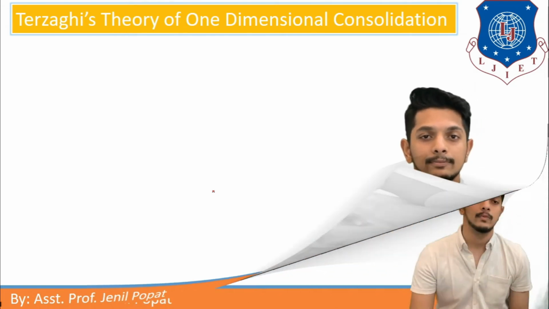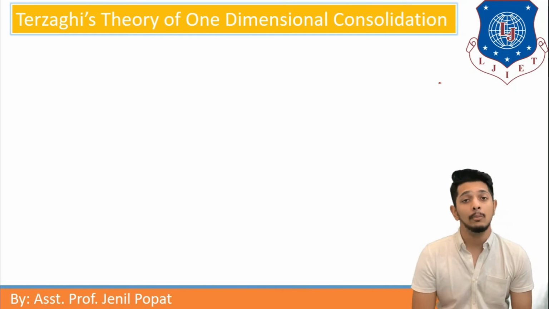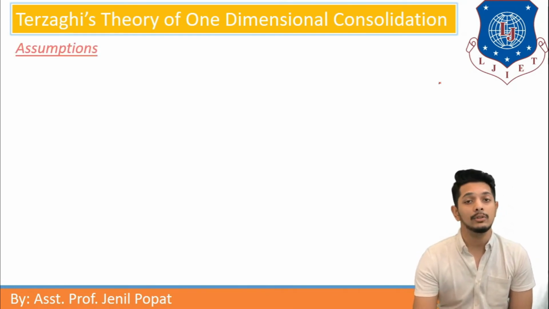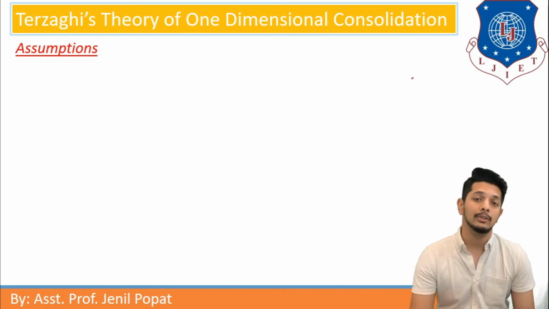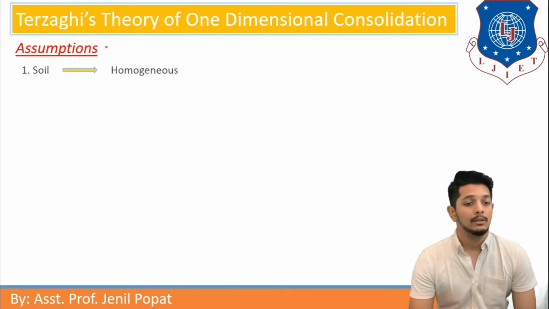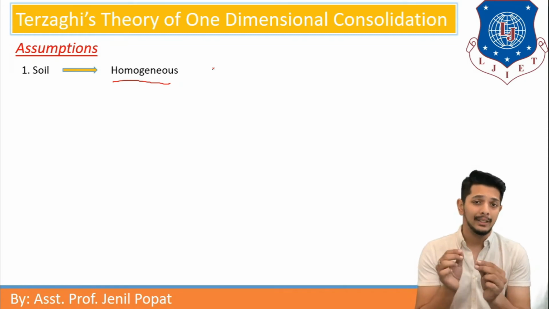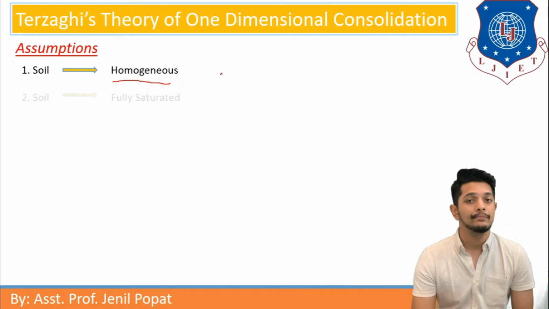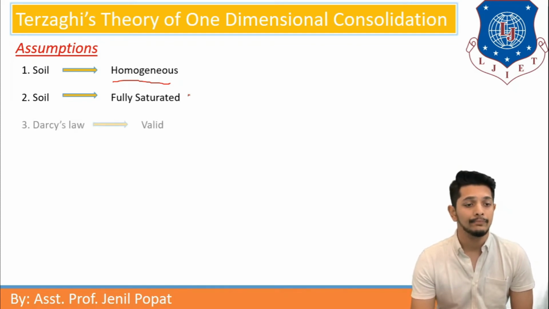Let us start. Terzaghi's theory is among the most popular theories for consolidation. Let us understand the assumptions for Terzaghi's one-dimensional consolidation theory. Soil must be homogeneous. Homogeneous means it is made up of the same material. Every soil particle should be of the same material. Soil should be fully saturated. It should be full of water. Voids should be filled with only water. No air should be there.